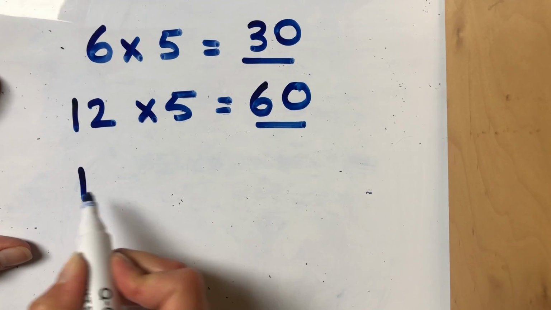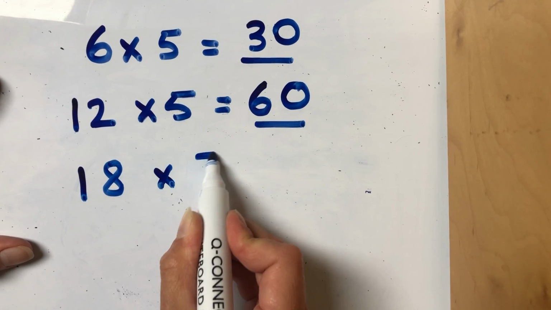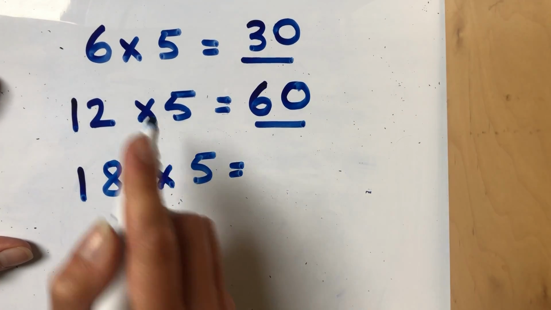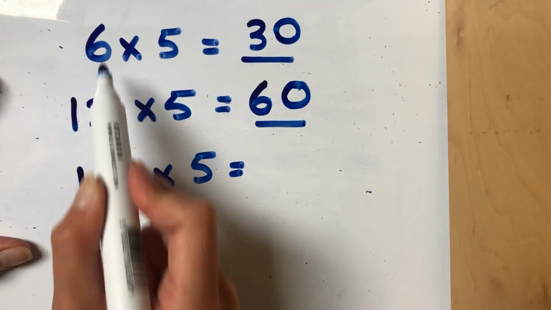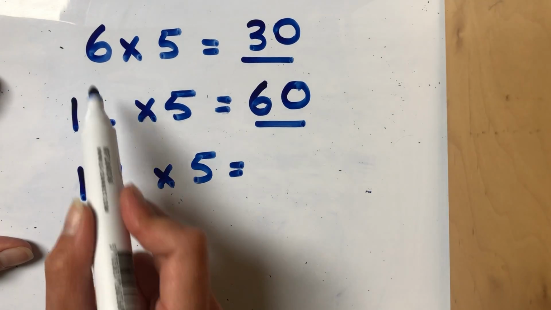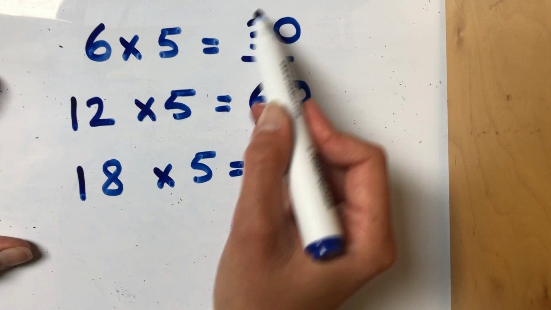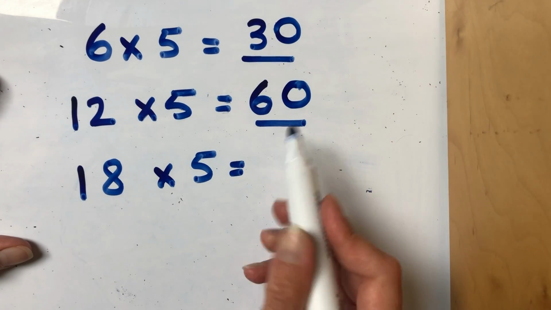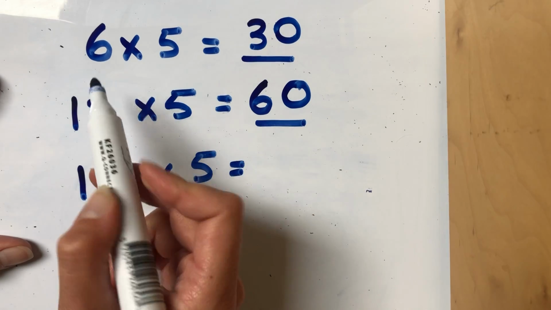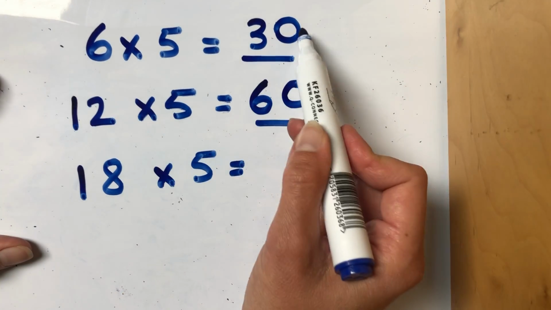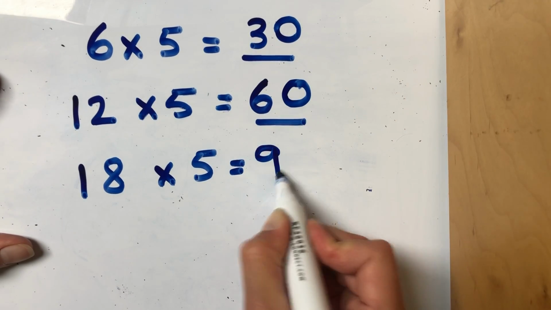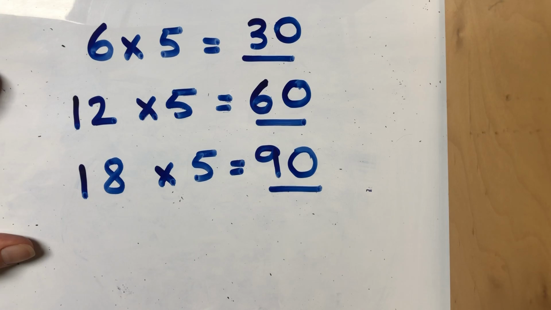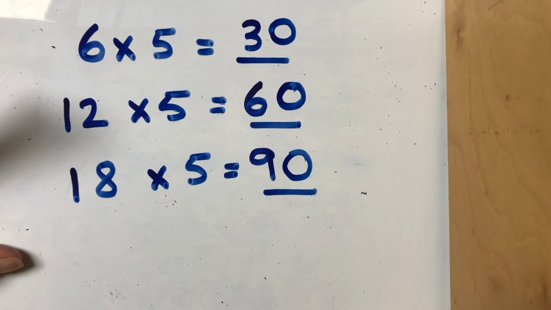Let's try a tricky one. 18 times by 5. Look back at our 6 times. We know that 3 lots of 6 make 18. Okay? So we must find out 3 lots of 30 to find this answer here. Because we've trebled our 6, now we need to treble our 30. So 3 lots of 30 equals 90. Okay, very good. Let's move on to some word problems.